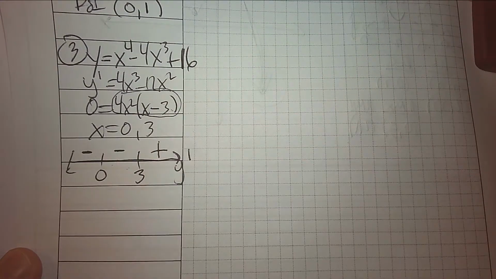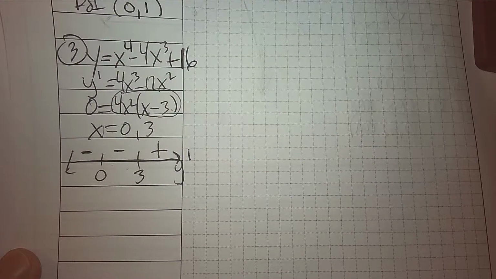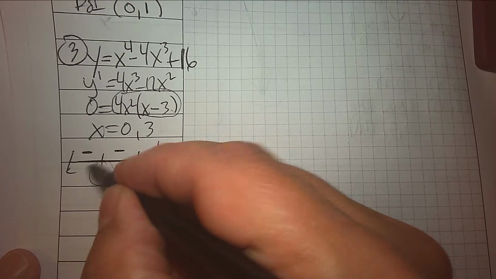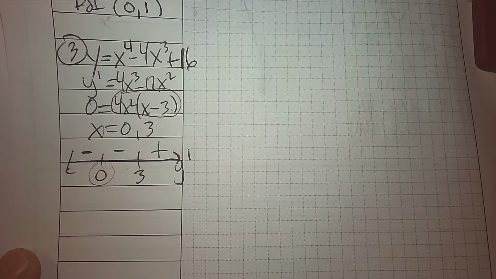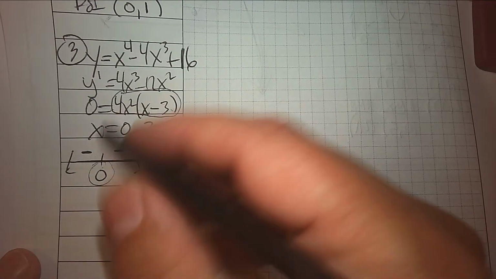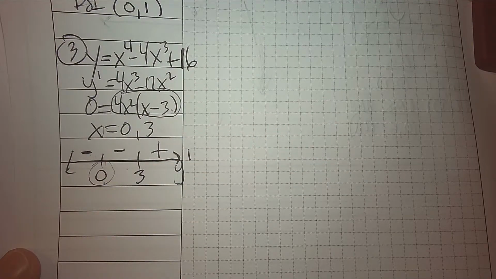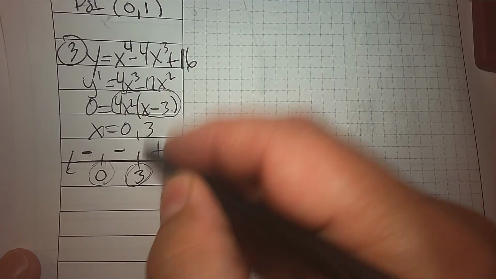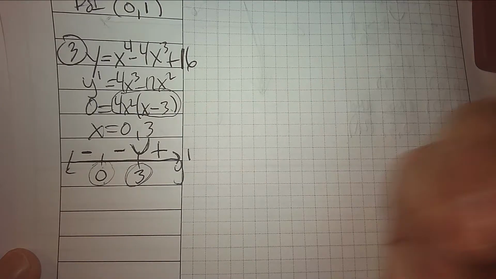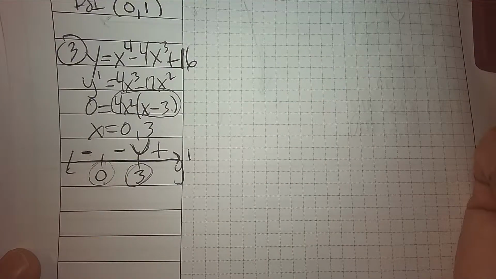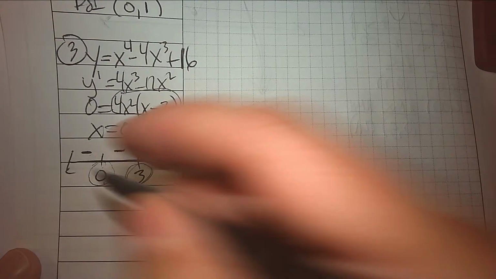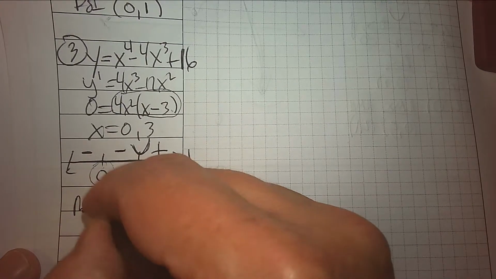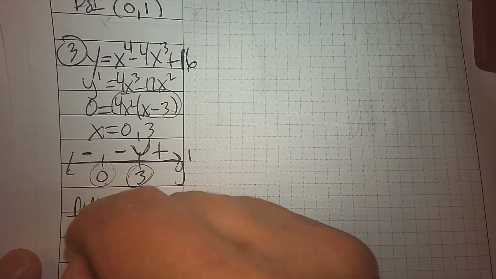Did we agree on the increasing, decreasing? Is 0 a maximum or minimum? Did the sign change at 0? So it only changed at 3. And 3 is a minimum. So we only have a minimum, and that's when x equals 3.